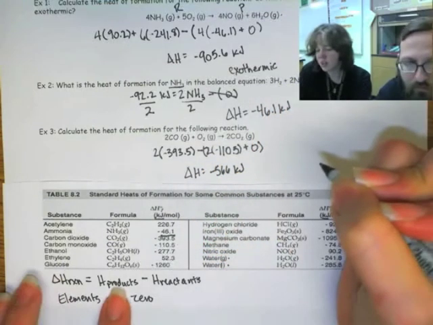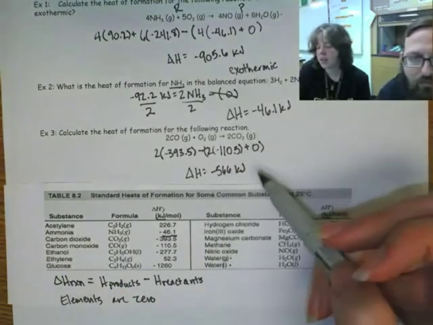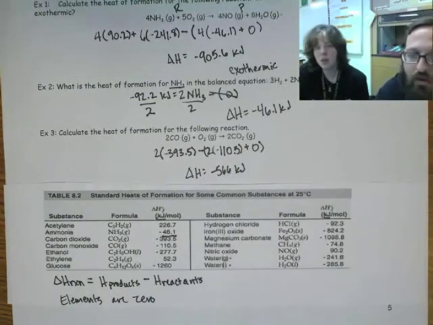So it doesn't ask us this, but if we know we've got a negative heat of reaction, is it endothermic or exothermic? It's exothermic. Because we're giving away that energy.